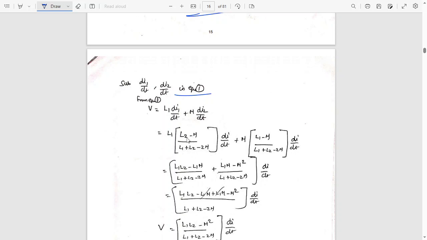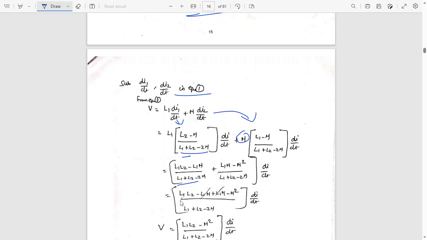So di1 by dt is L2 minus M by L1 plus L2 minus 2M, and I substitute that here. Instead of di2 by dt, I will write L1 minus M by L1 plus L2 minus 2M. Now I can take L1 inside, I will get L1 L2 minus L1 M, with the same denominator. I can take di by dt outside because it is common. I take this M inside and get L1 M minus M square by L1 plus L2 minus 2M.